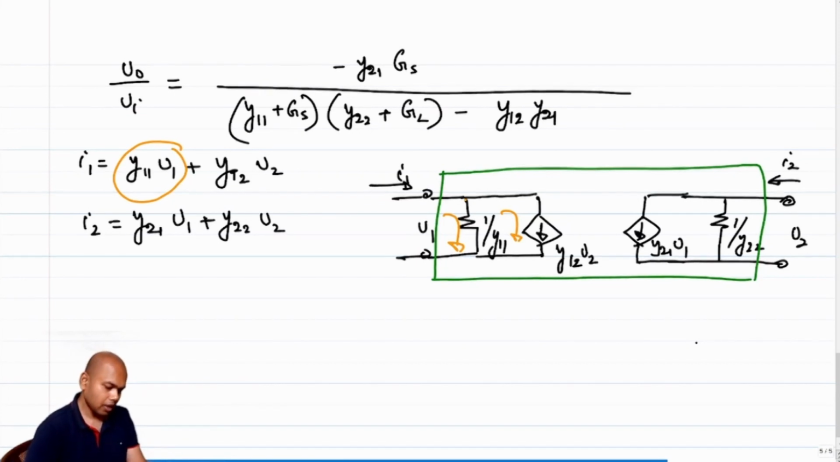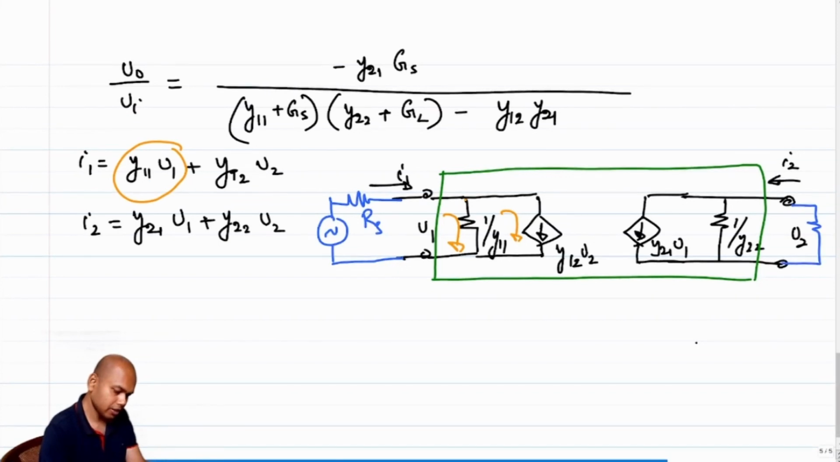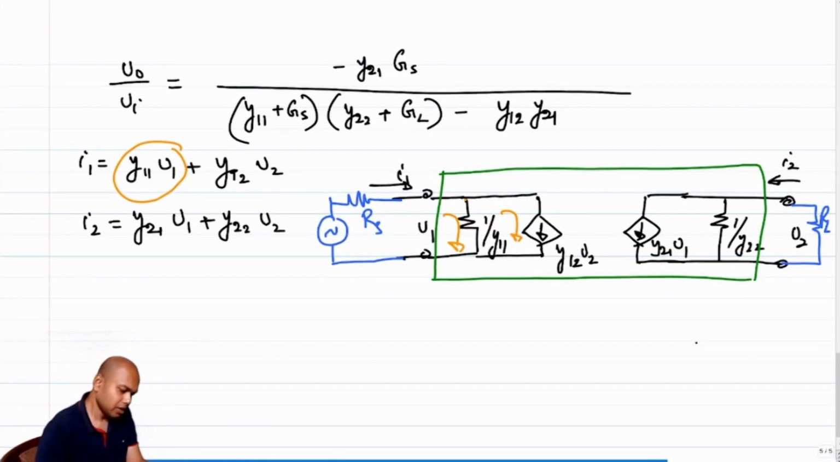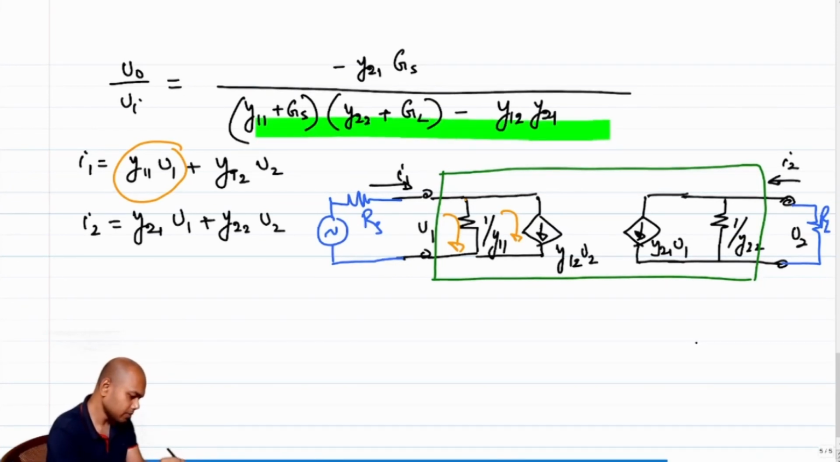Okay. And now when we applied the incremental voltage source, what did we do? We've simply applied Vi between its ports through a resistance Rs, right? And we stuck this resistance RL across the output. Okay. So now what is this equation here telling us?